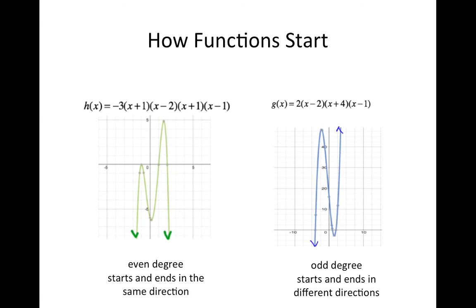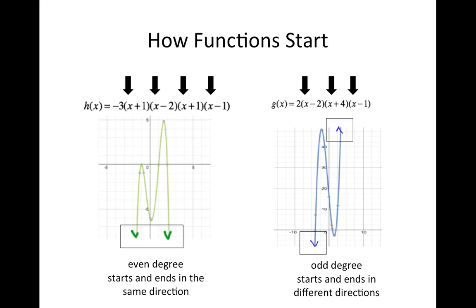Second, let's determine how functions start. To find a function's degree, count the number of x values in the function's equation. The function on the left has a degree of 1, 2, 3, 4, a degree of 4, so it has an even degree and it starts and ends in the same direction. The function on the right has a degree of 1, 2, 3, a degree of 3, so it has an odd degree and it starts and ends in different directions.